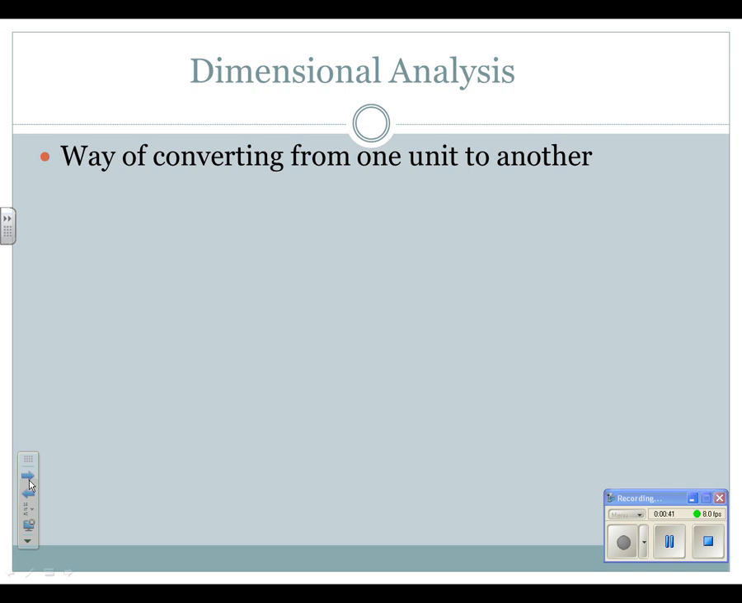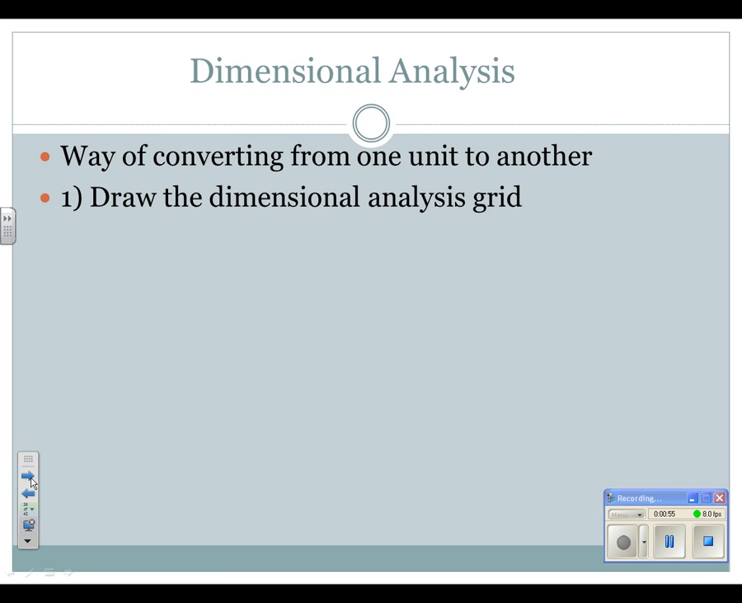So there are 9 steps to it. Once you do this enough, you don't need to follow the 9 steps, but if you're really struggling with it, please keep those 9 steps down in your notes and just follow them step by step and you can't go wrong. So step 1, draw the dimensional analysis grid. In my class, it will look like train tracks. In other classes, it might be like a fraction. It's the same thing. I prefer the train track grid.